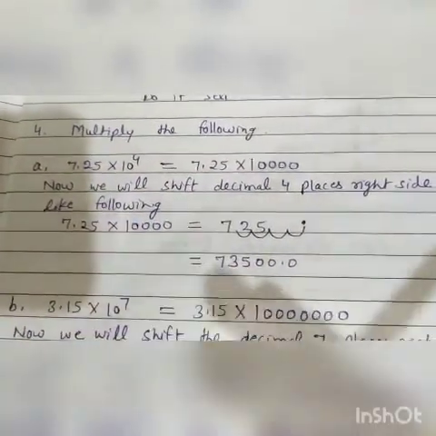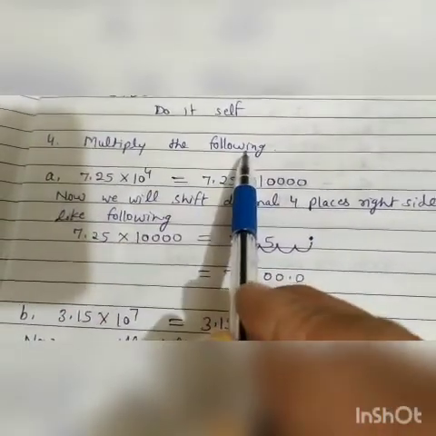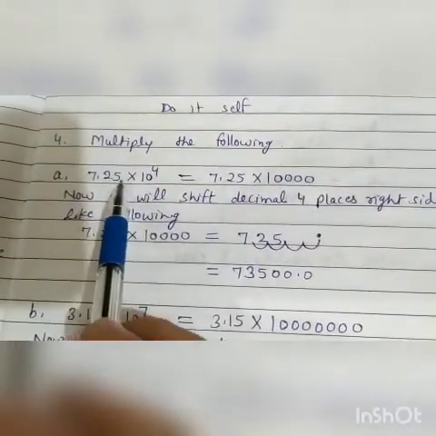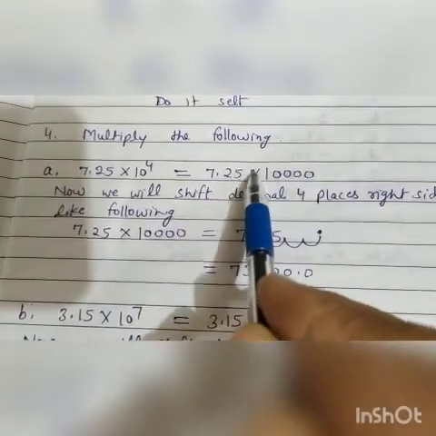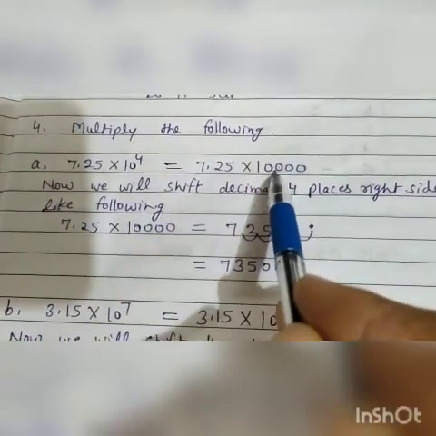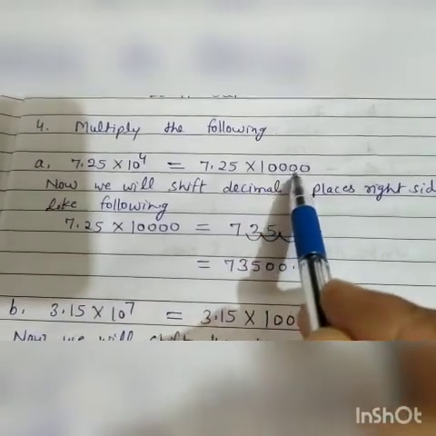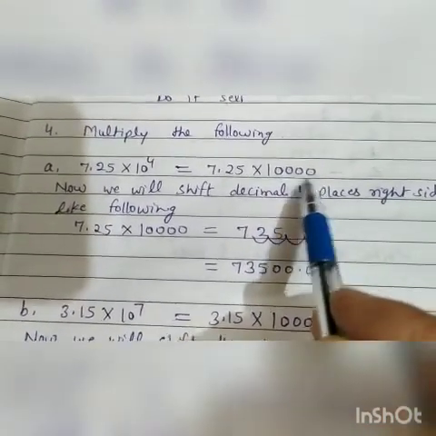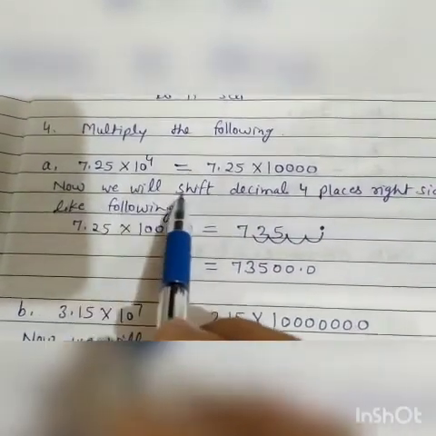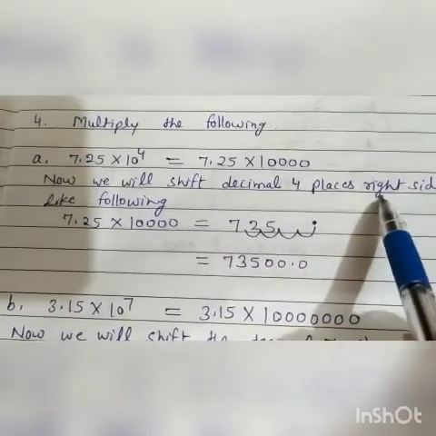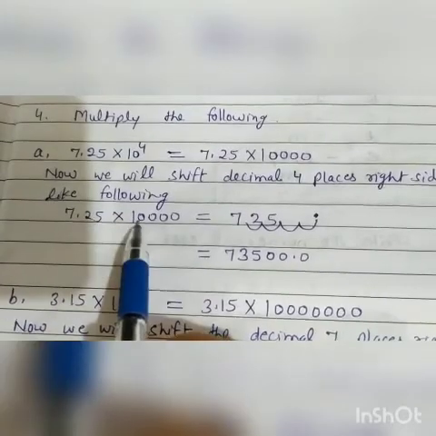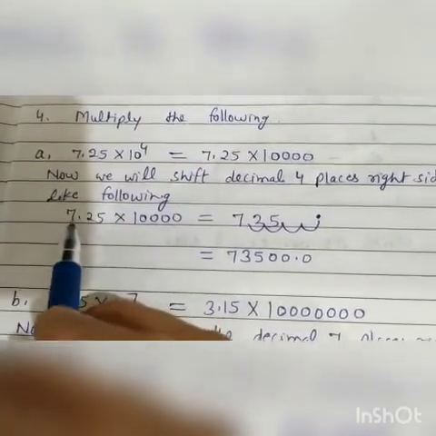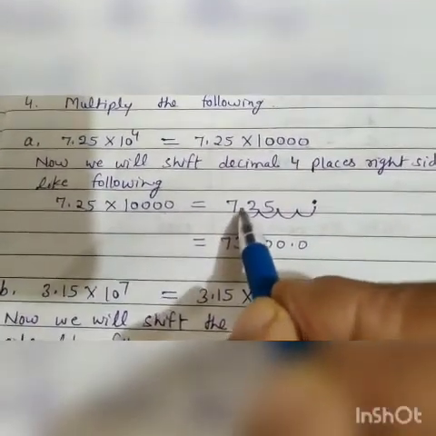Now come to question number 4. Multiply the following. It is 7.25 into 10 power 4. We will write 7.25 into 10 power 4, which means 10,000. We will put 4 zeros here. In this case, we will shift the decimal 4 places to the right. 7.25 into 10,000. Now the decimal is here.